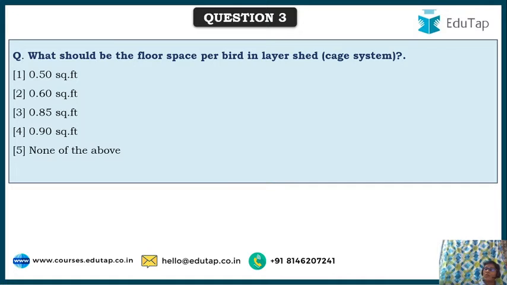So next question, this is on layers. This is poultry, again from the NABARD model bankable project. What should be the floor space per bird in a layer shed, that is cage system?